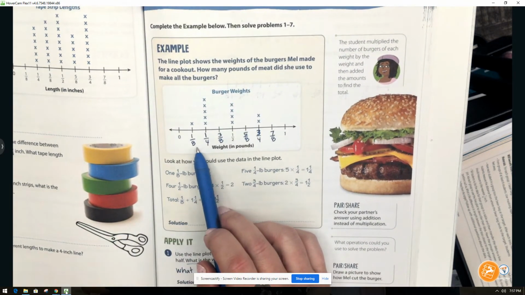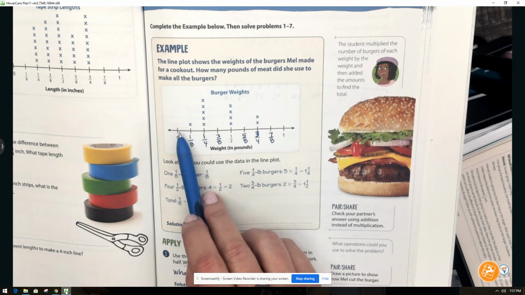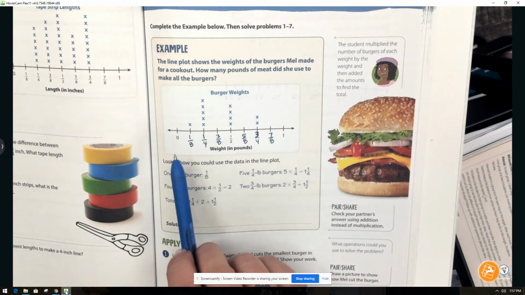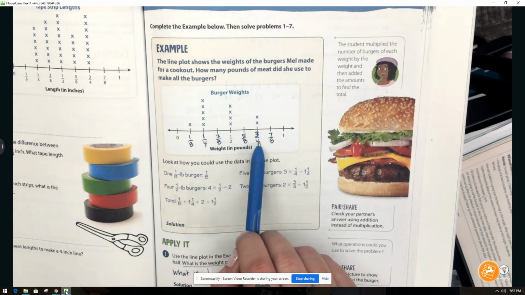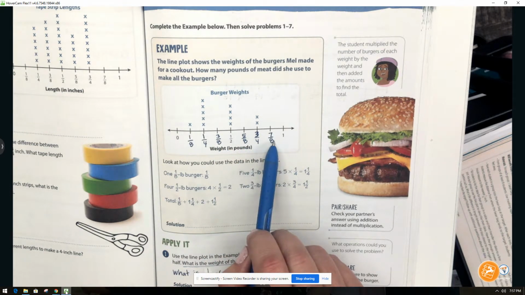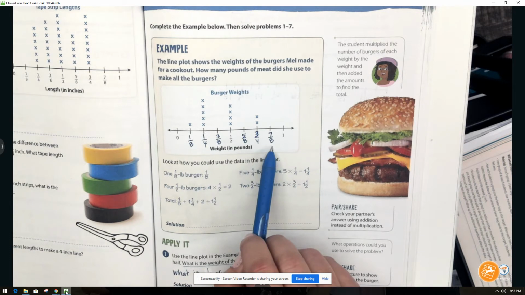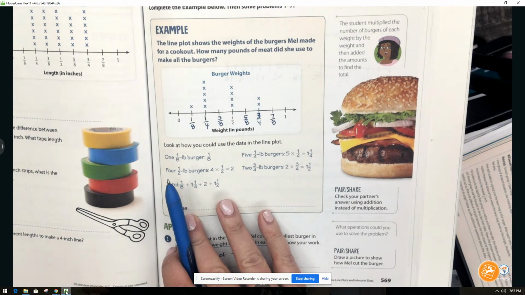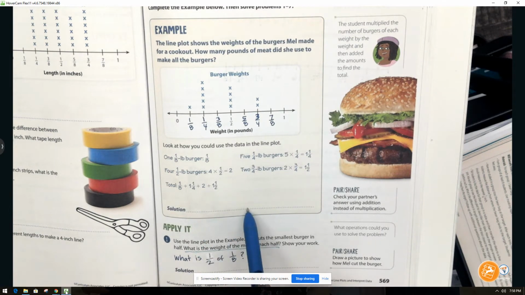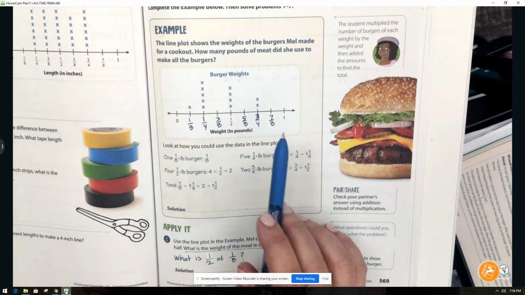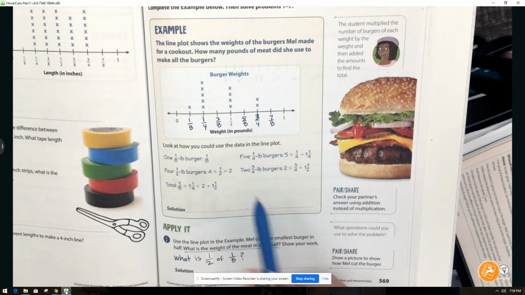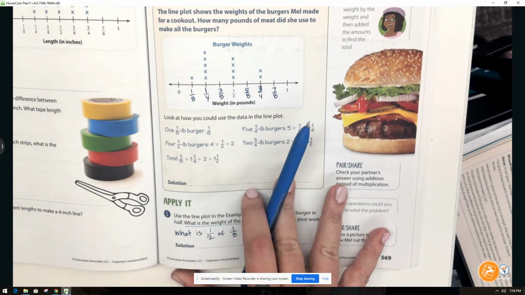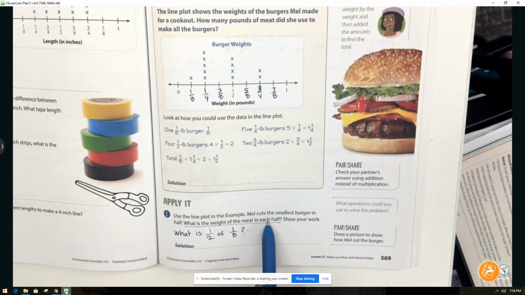On yours, you're going to see that you just have tick marks with a 0, a 1/2, and a 1 whole. I labeled the rest of the line plot. So go ahead and label the rest of your line plot. It really will help you. We don't actually need to solve this here, however, we do need to know all of these values to do number 1 on our page 569.